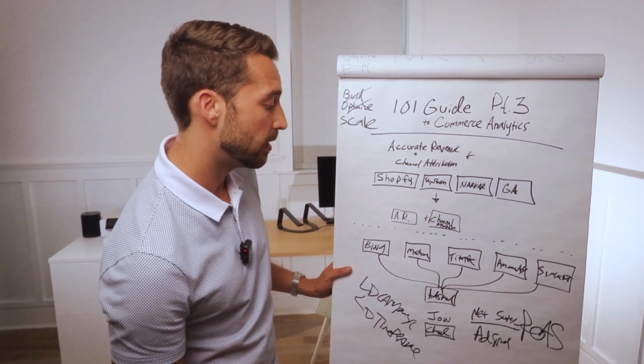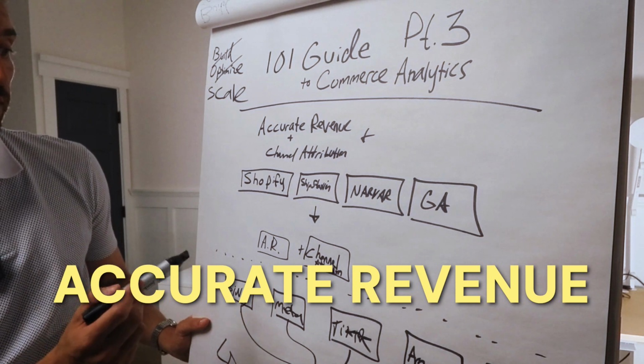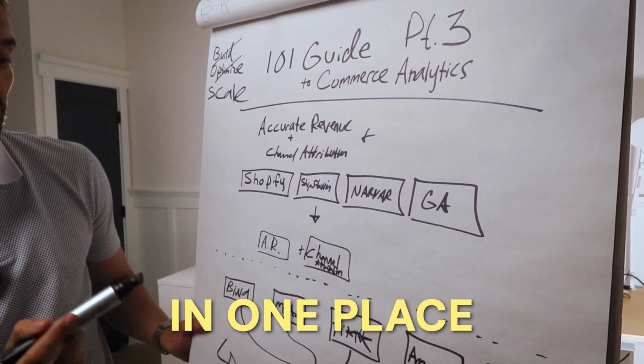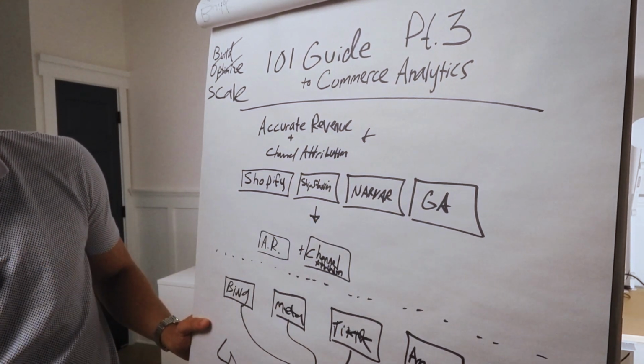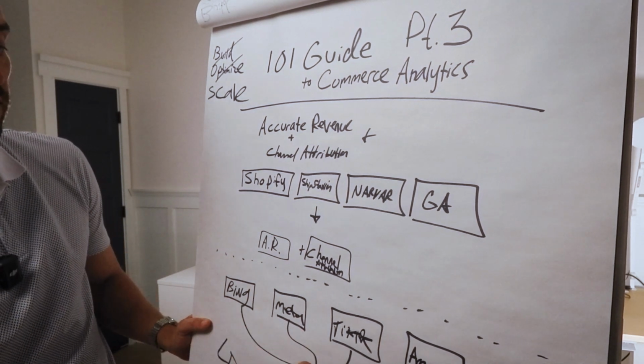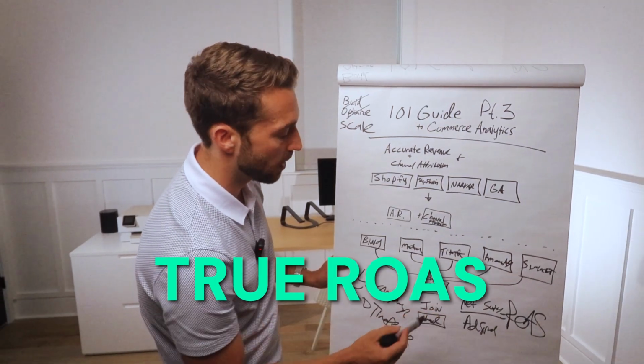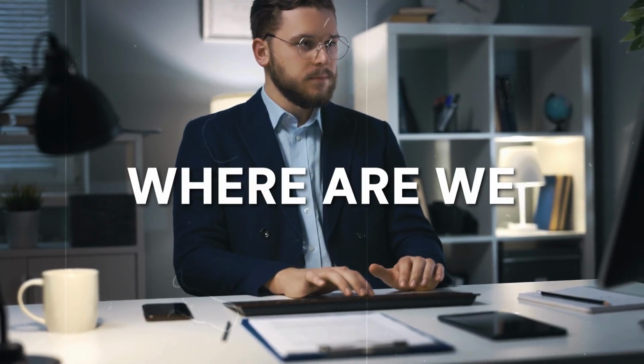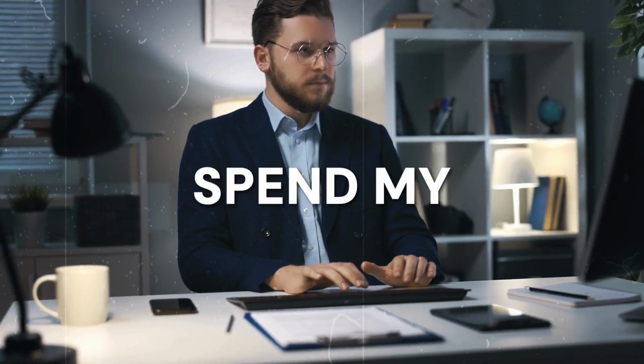Imagine now in one view, you have your accurate revenue, you have your channel breakdown in one place. You can now start pulling in your ad spend across all these different items, and you can get to your true ROAS. This is really going to give you some great visibility around where are we most profitable, where are we performing best, and where should I spend my next dollar.